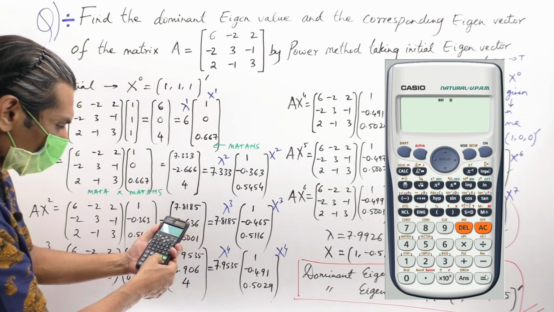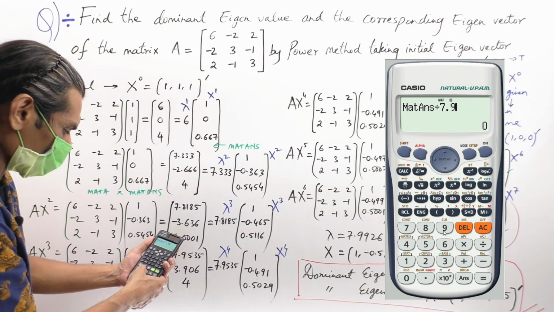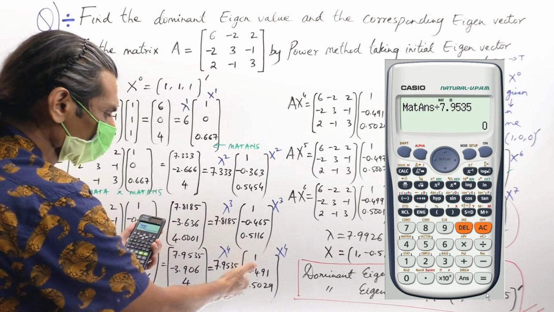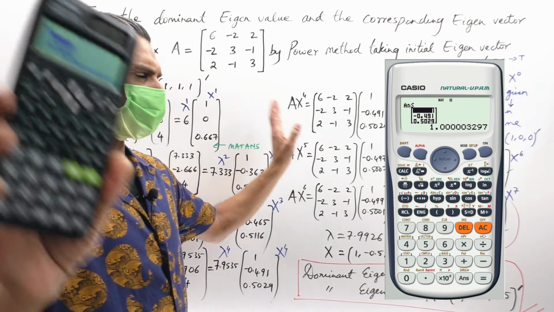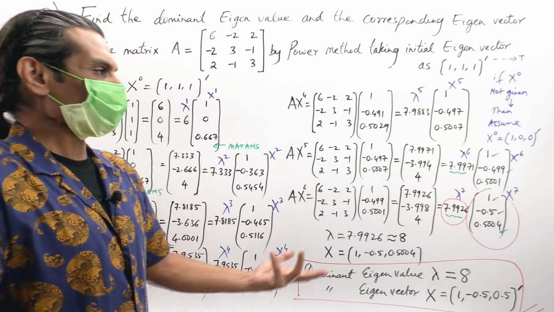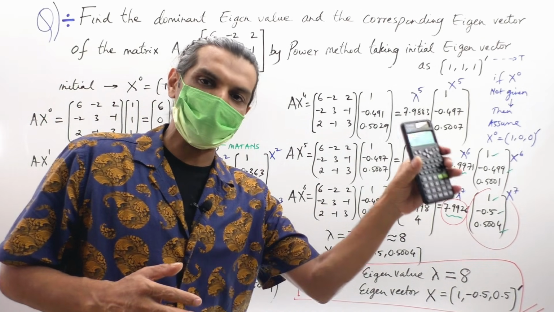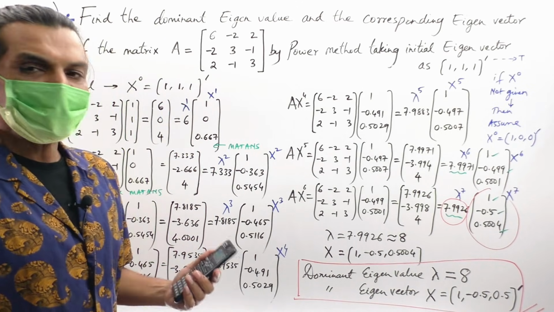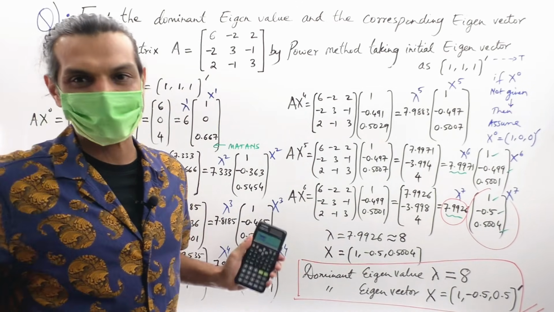So divide by 7.9535, equal to 1, minus 0.491, 0.5029. Everything remains the same. I hope you clearly understood the use of both the 991 CLW and this 991 ES Plus. So the only trick here is practice, practice and practice.